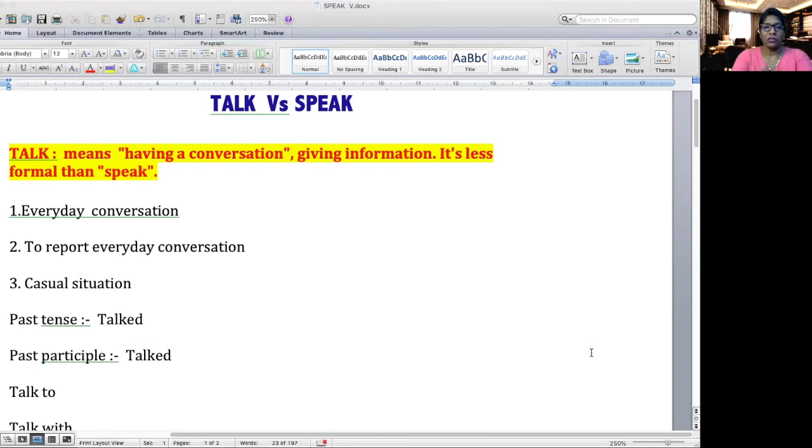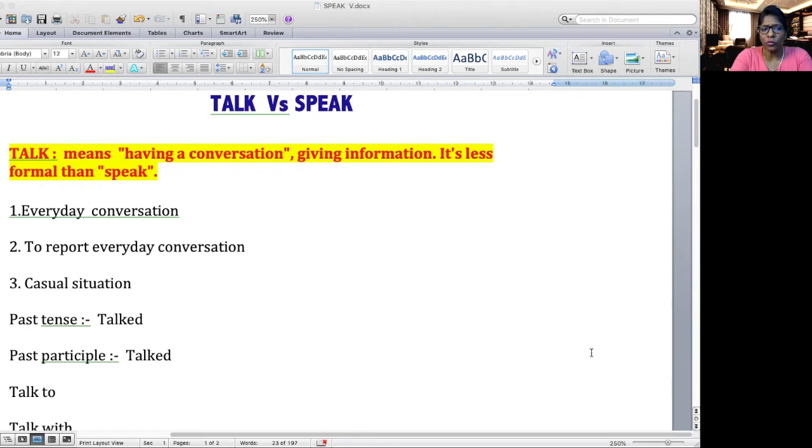Here, talk versus speak. So what do we mean by talk? Talk means having a conversation, or giving information. In simple words, we can say that it is less formal than speak. I'll tell you how to use speak after we finish this topic, talk. Generally, to make it very easy to understand, we can use the word talk for our everyday conversation. It could be talking with our friends, or a conversation happening in a coffee shop, or whatever it is. We can use the word talk.